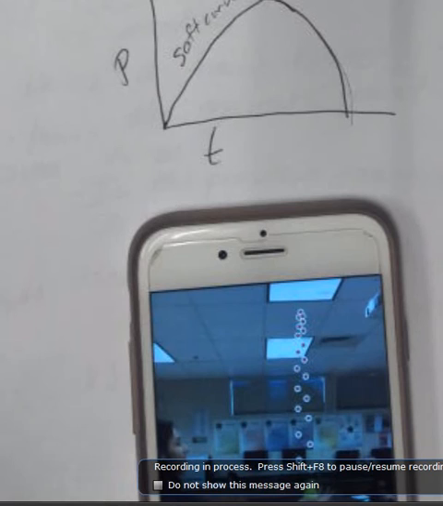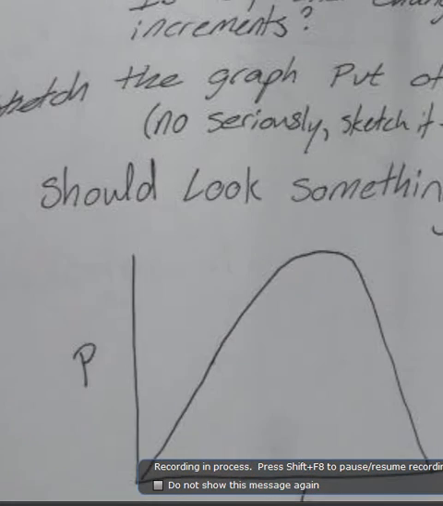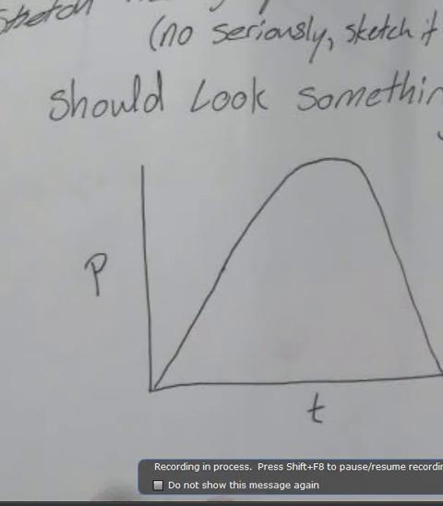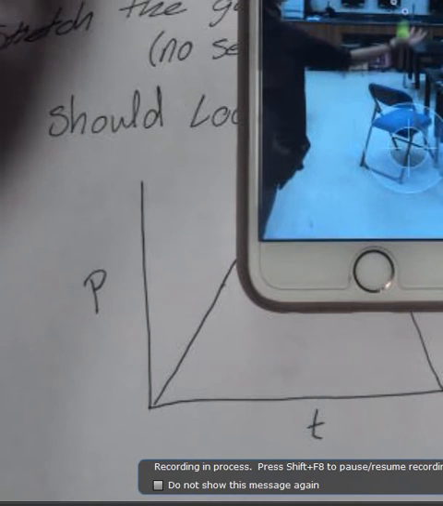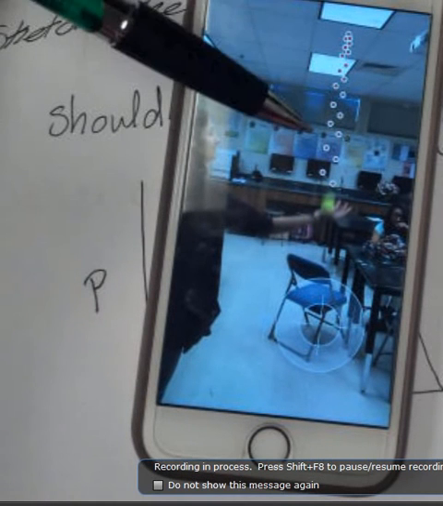So here is what our position versus time graph should look like. It should look something like this. That represents this motion. Here we're just marking position, showing this position.